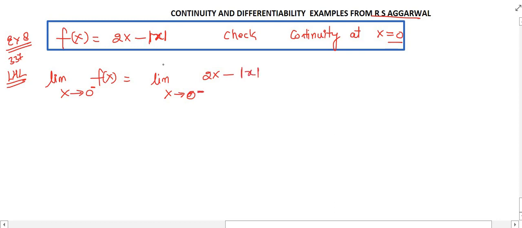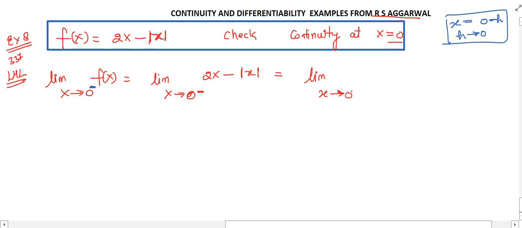And I told you, if there is a mod in the question, or if there is a numerator or denominator, always try to use the h method. By now we know what we need to do. For the h method, x is replaced by 0 minus h and the limit changes to h going to 0. That is for LHL, 0 minus, and for RHL it is 0 plus. As you solve 20-30 questions, it will sink in your brain.